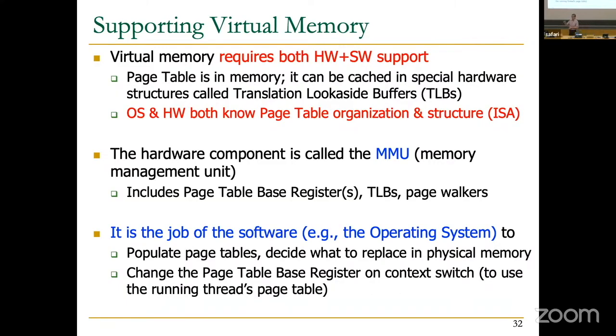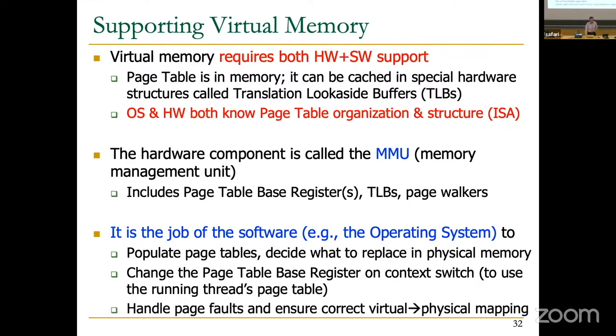Because when you context switch to some other process, you should really change the translation hierarchy, essentially. And that happens by changing that CR3, for example, the page table base register, or control register 3 in x86, so that you can use the correct page table. And it needs to handle page faults and ensure correct virtual to physical mapping. Again, a lot of these are done cooperatively between the hardware and software, but it's the responsibility of the operating system because the operating system is the one that's executing the page fault handler, for example.